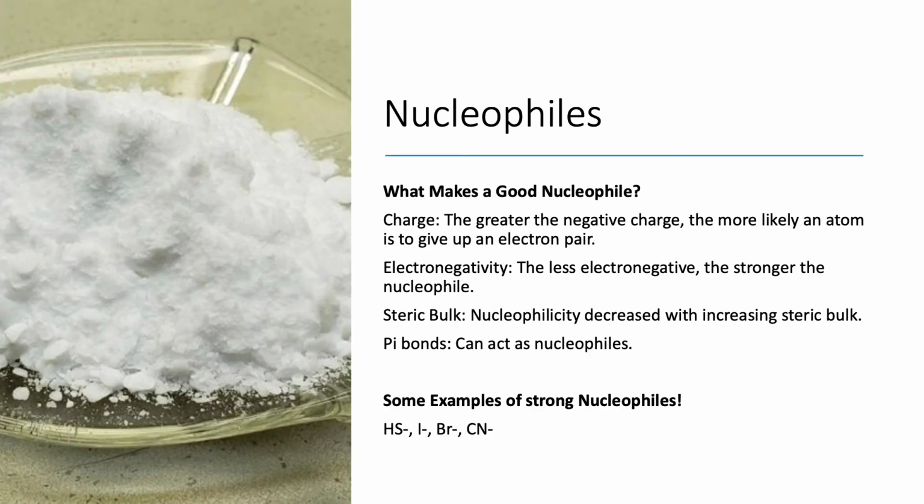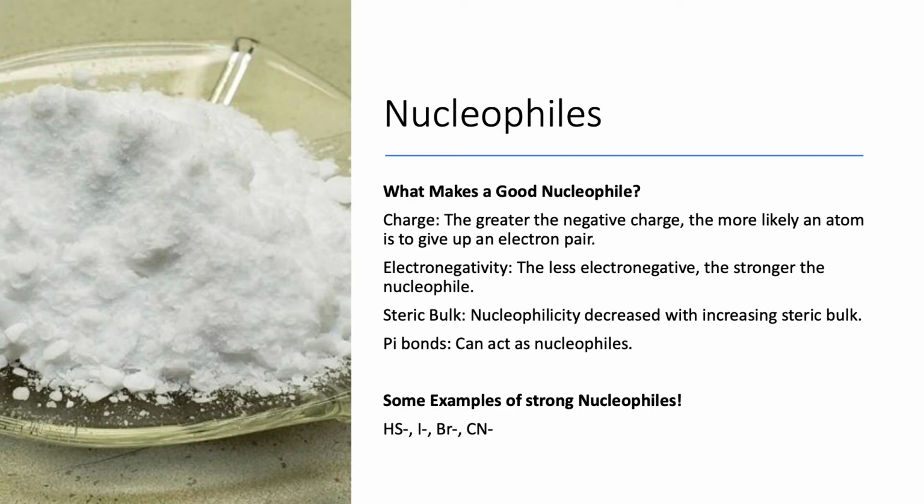So next we're going to go a little bit more in depth on nucleophiles. What makes a good nucleophile? First off, the greater the negative charge, the more likely an atom is to give up an electron pair. Next, the less electronegative an atom is, the stronger the nucleophile, and this is because electronegative elements pull electron density towards them.